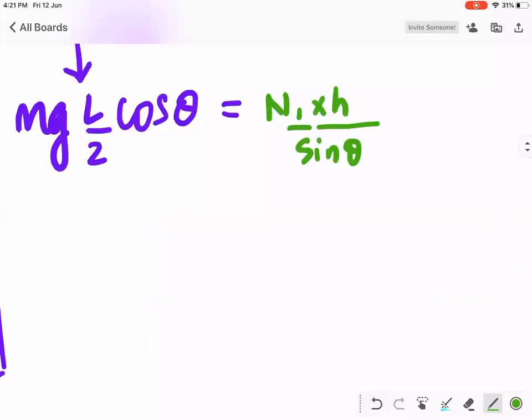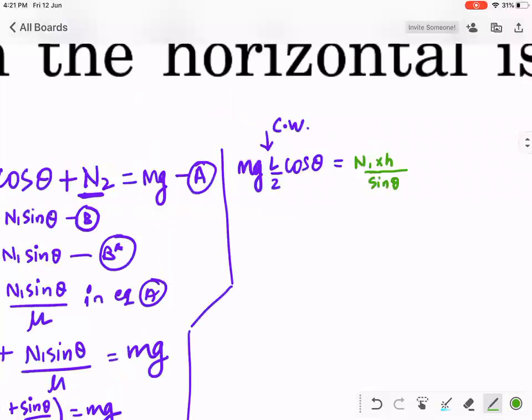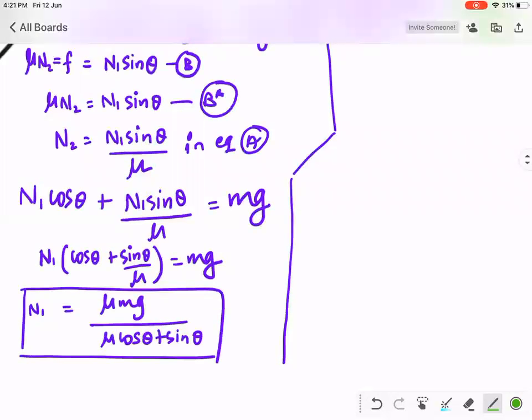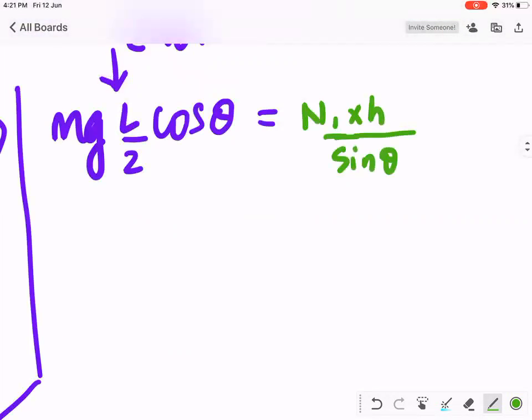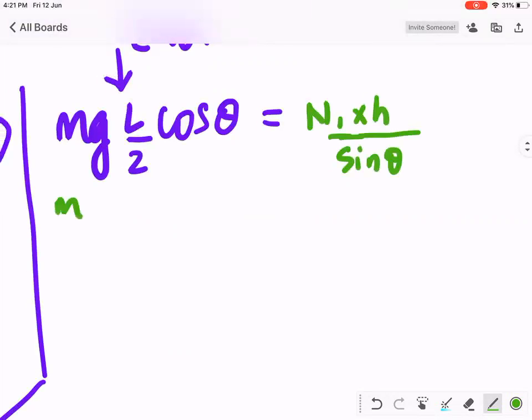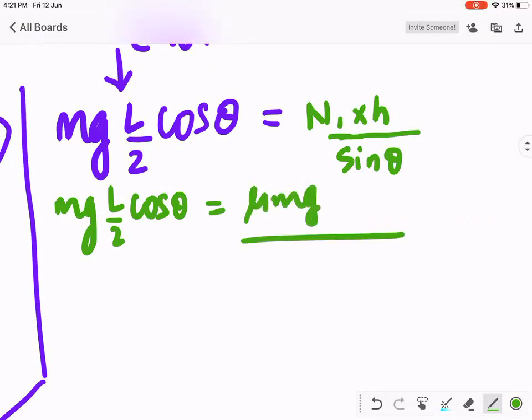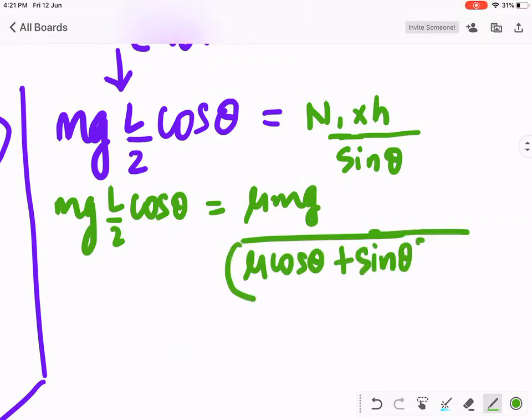Do we have the value of N1? Yes, we have the value of N1 already. Let's put it here. Remember, mu mg upon mu cos theta plus sine theta. Put the value of N1. mg L by 2 cos theta is equal to, what was N1? Mu mg upon mu cos theta plus sine theta, bracket, sine theta into h. mg got cancelled.